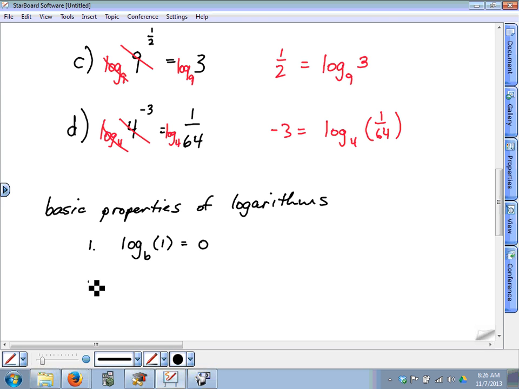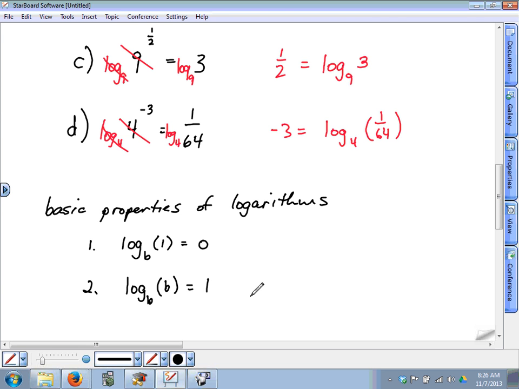Okay, good. Second property. If you take the logarithm of any base of that same number b, so the log base b of b, that does equal 1. Why is that? Well, if you start with a base of b, what power do you have to raise that to in order to get itself? 1.